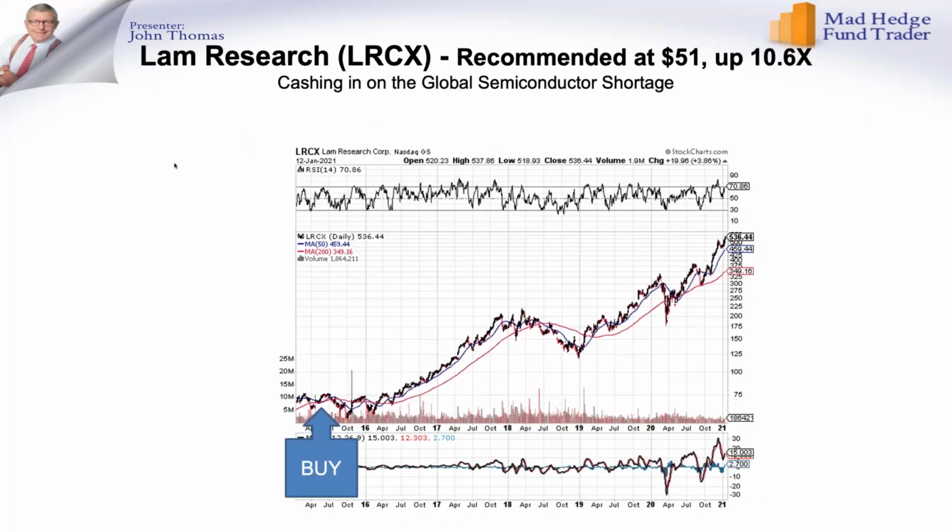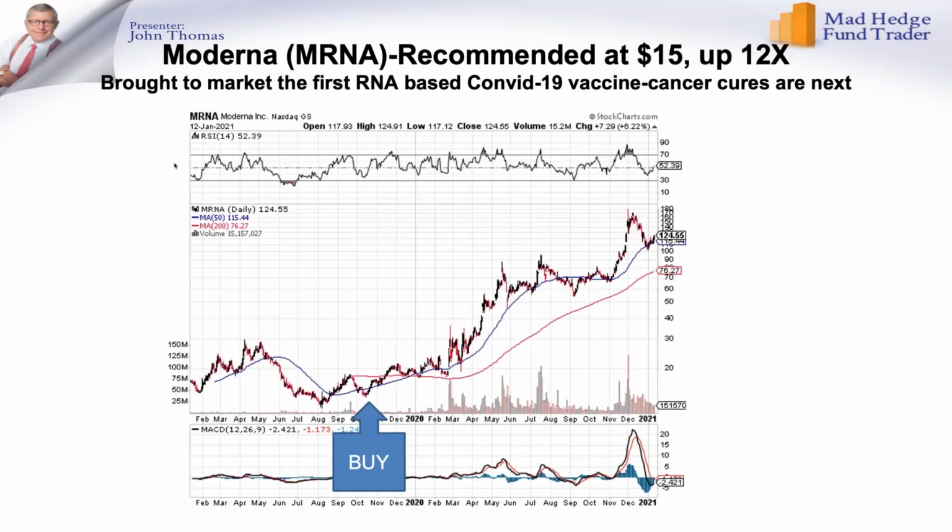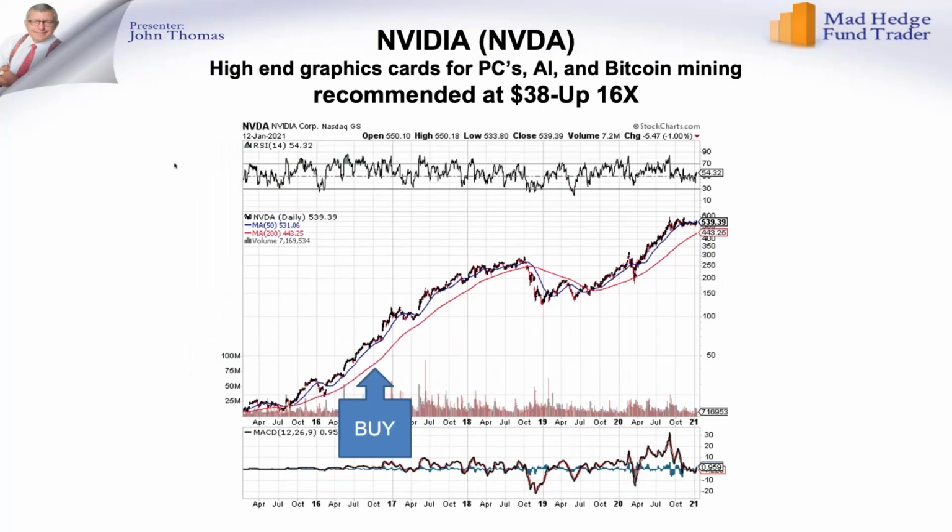We had Lam Research, a maker of computer chip makers, go up 10.6 times in front of a looming global chip shortage. Moderna we bought before the pandemic because we thought their virus vaccine could be used to cure cancer. Instead, it cured COVID-19. How about that? That stock went up 12 times. NVIDIA is just breaking out to new highs now. That is the high-end graphics card for PCs, artificial intelligence, and Bitcoin mining, up 16 times.